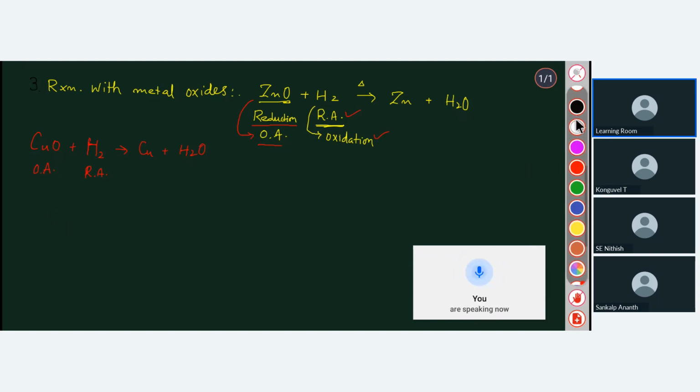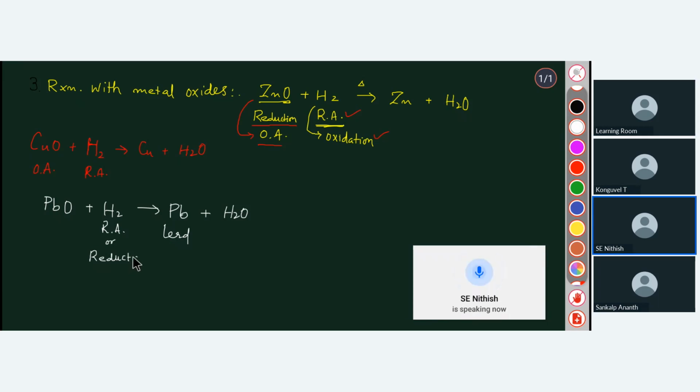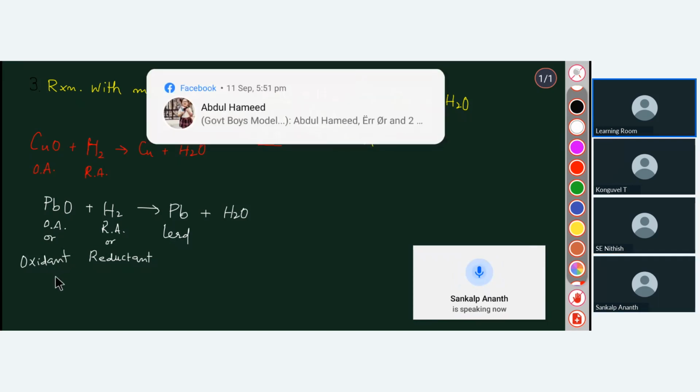So these reactions are very simple. I hope you can answer. For example, if I'm just giving lead oxide, PbO: Pb plus H2O, and PbO is the oxidizing agent and H2 is the reducing agent. Exactly. You will get lead and water, and hydrogen is the reducing agent, or what you also call reductant. Similarly, this will be your oxidizing agent, also known as oxidant.